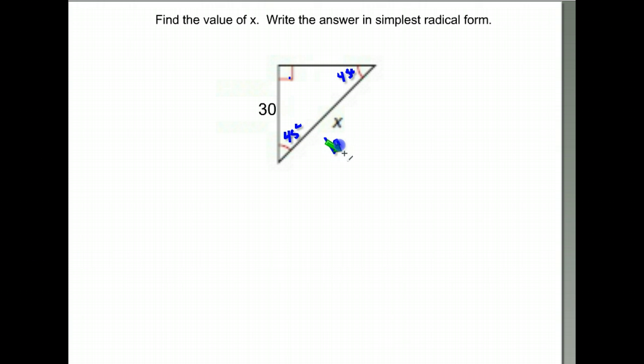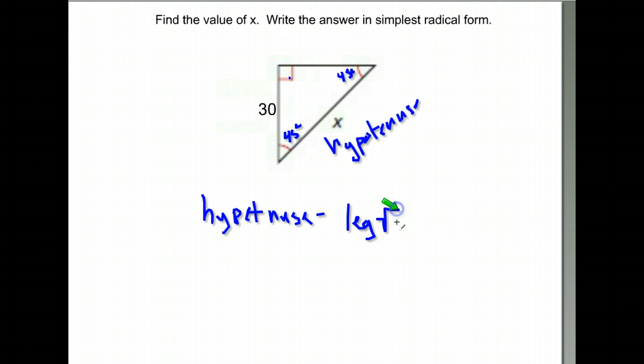Good, it's the hypotenuse, and you know that because the hypotenuse is always across from the right angle. So we're trying to find the hypotenuse. So in my notes, I would go, okay, in a 45, 45, 90 triangle, how do you find the hypotenuse? And it says you take the leg times the square root of 2. So that's what we're going to do. We're going to take our one leg that we know is 30, times the square root of 2, and that will give us our hypotenuse.